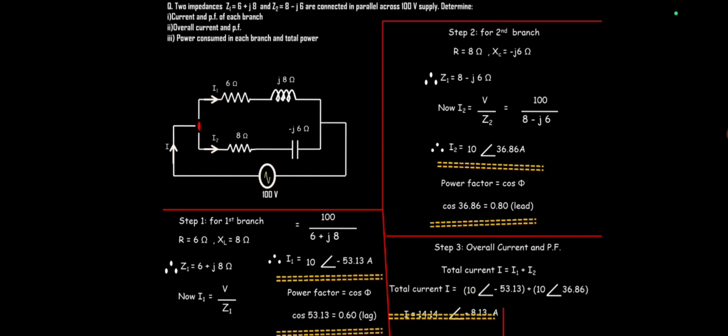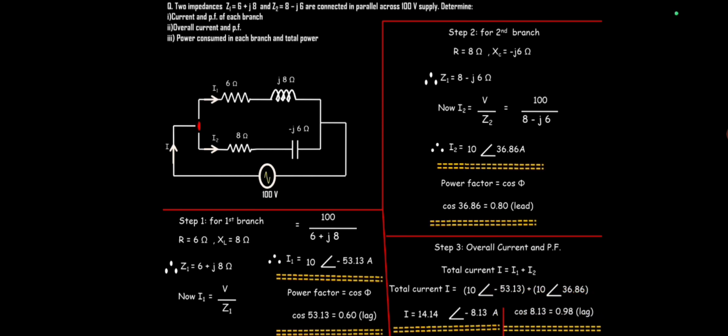So we got the overall current, and for the overall power factor we can take the cosine of 8.13. So cos of 8.13 will be 0.98. And as the sign of this angle is minus, the current is lagging. It means the power factor is also lagging. So we got the overall current and power factor.